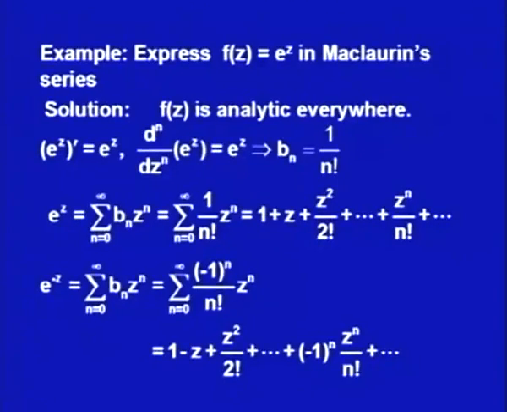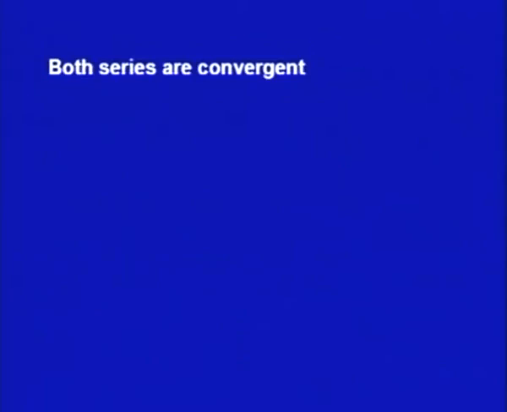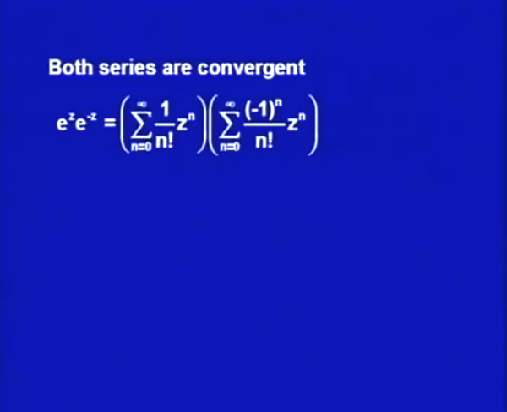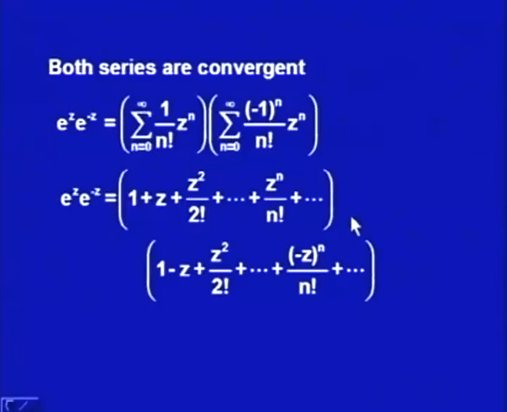Now, since both the functions e^z and e^(-z) are analytic, both the series are convergent, and if we multiply them, then e^z into e^(-z) is equal to the product of summation n equal to 0 to infinity 1 over factorial n z raised to power n, which is the series for e raised to power z, and the series for e raised to power minus z. So, if we multiply them, this is what we have: the series in expanded form for e^z, and this is the series in expanded form for e^(-z).